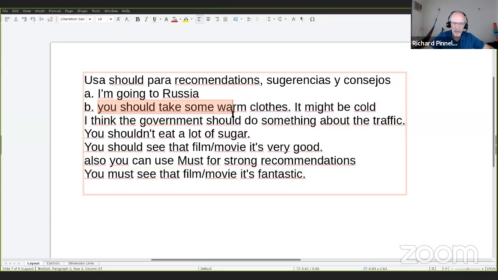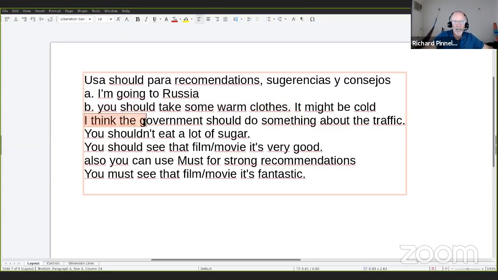So, vamos a repetir esas frases, practicar la pronunciación de esos. You should take some warm clothes. Ingrid, you should take some warm clothes. Repeat. Ingrid? You should take some warm clothes. Very good. Israel. You should take some warm clothes. Good. Nancy. You should take some warm clothes. Good. And Ricardo. You should take some warm clothes.